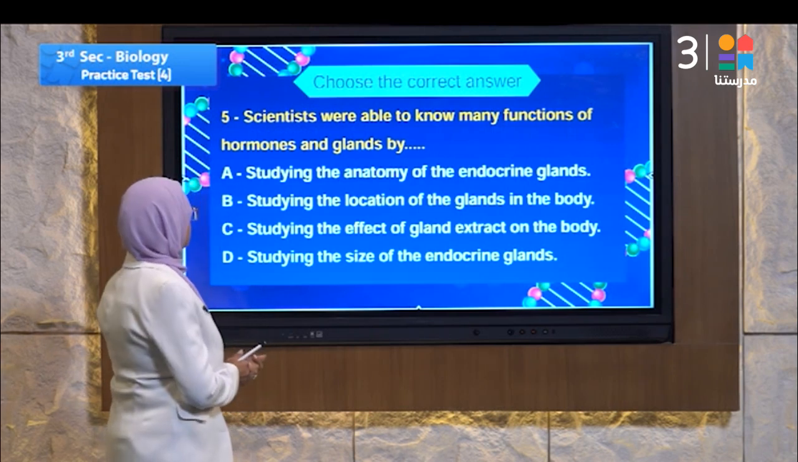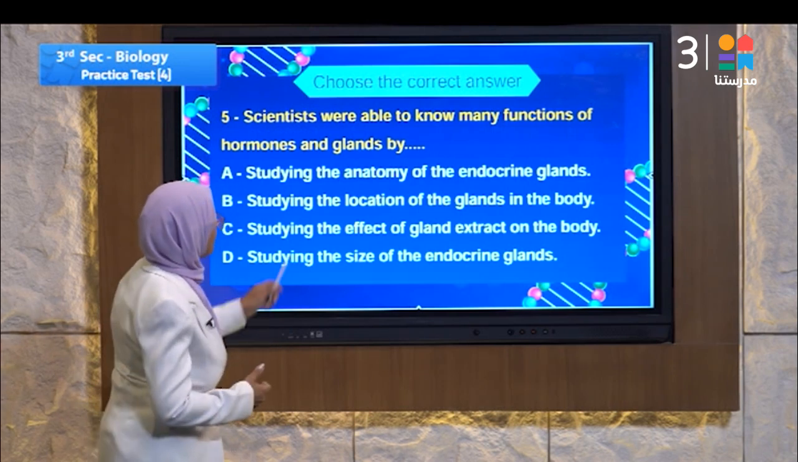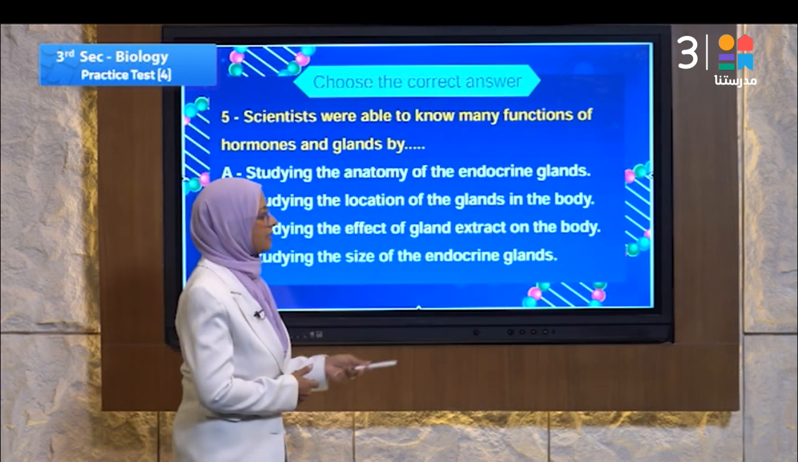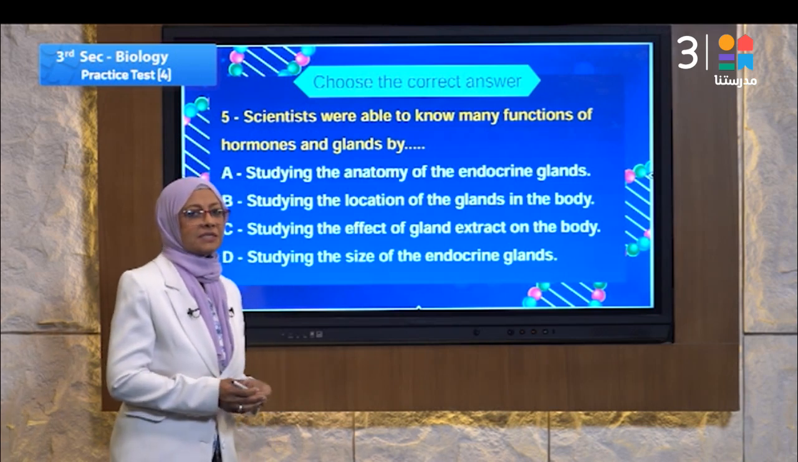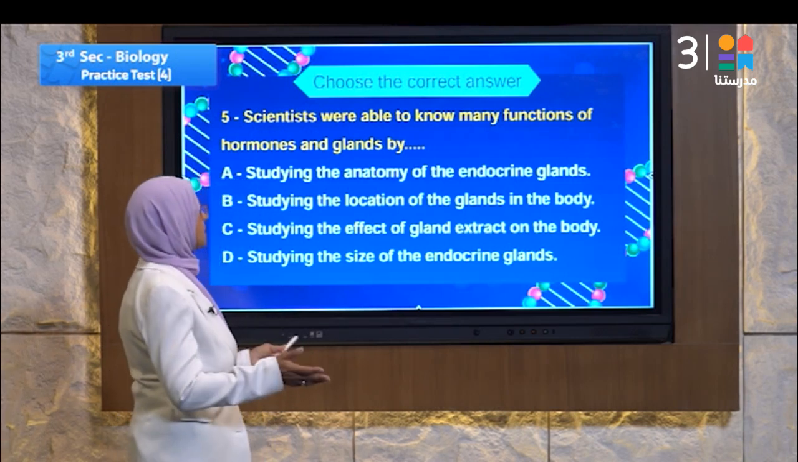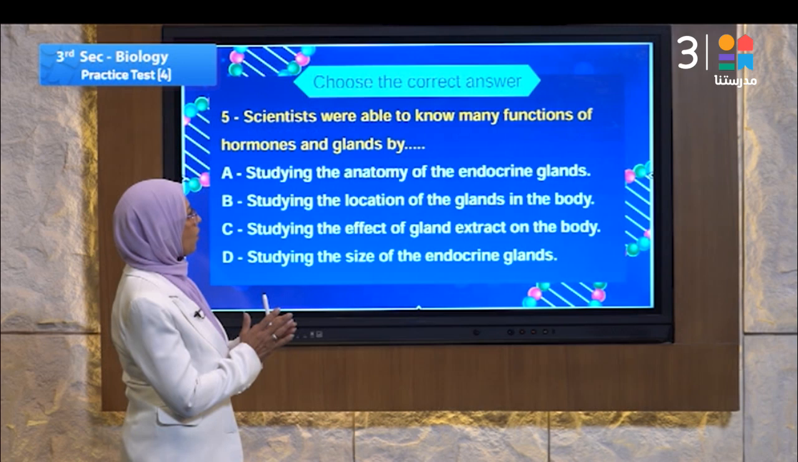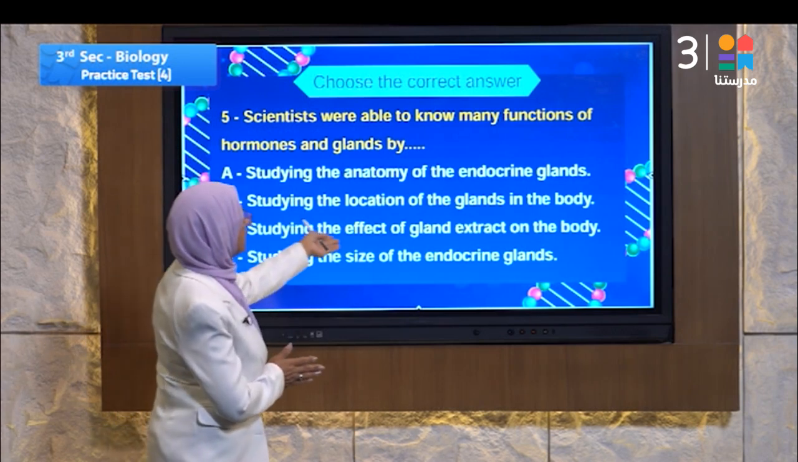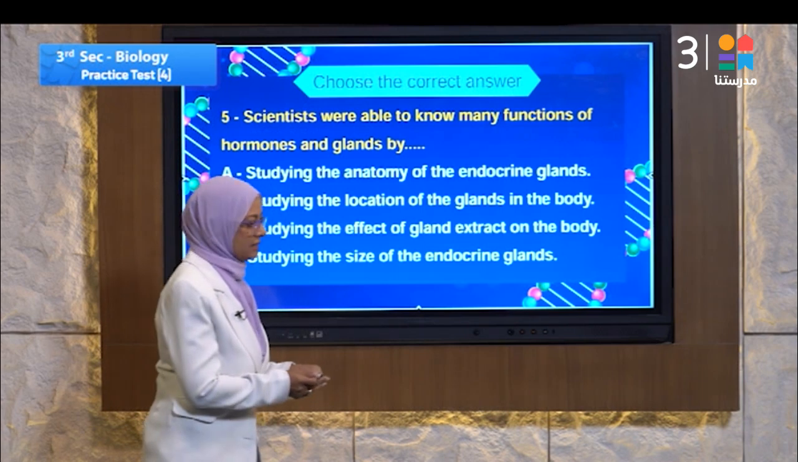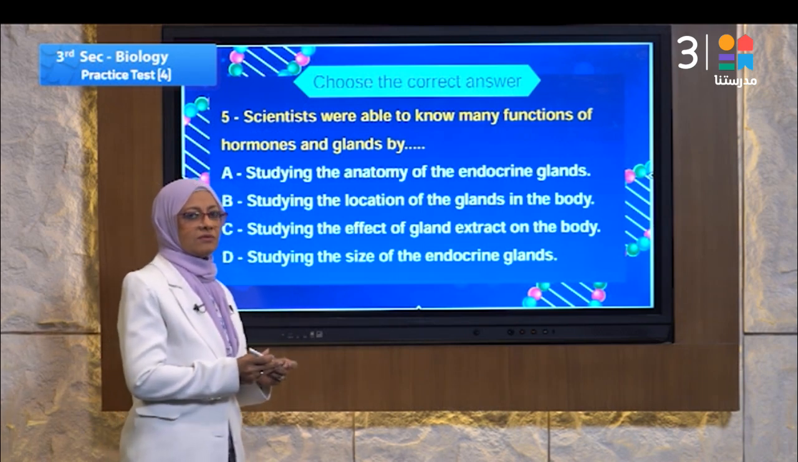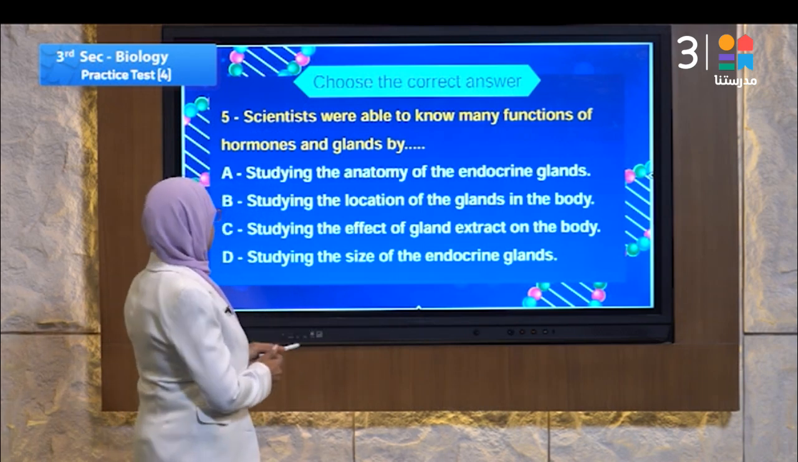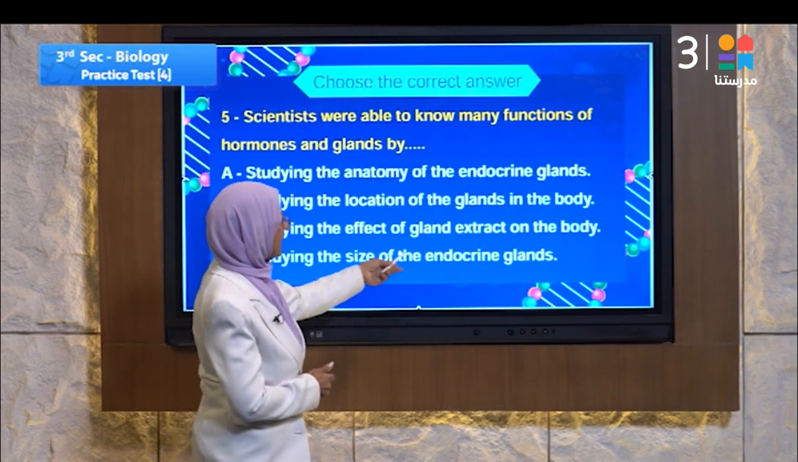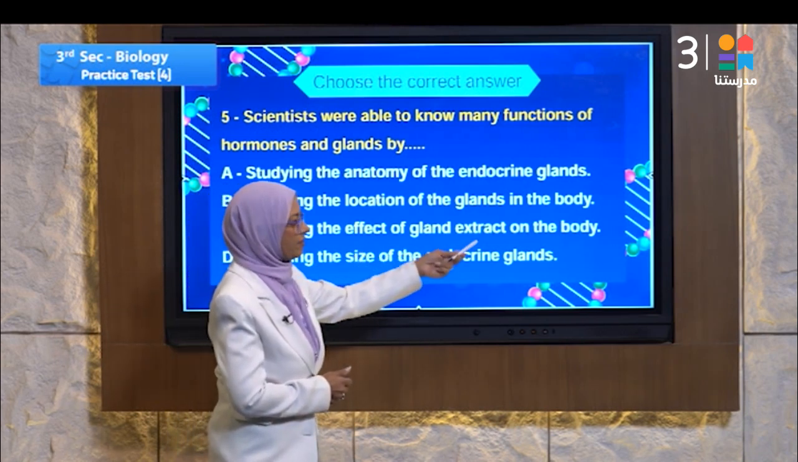Let's read the choices. Number A, studying the anatomy of the endocrine glands. Yes, that's very important, but not the whole answer. Number B, studying the location of the gland in the body. Yes, they are studying the location of the glands in the body.